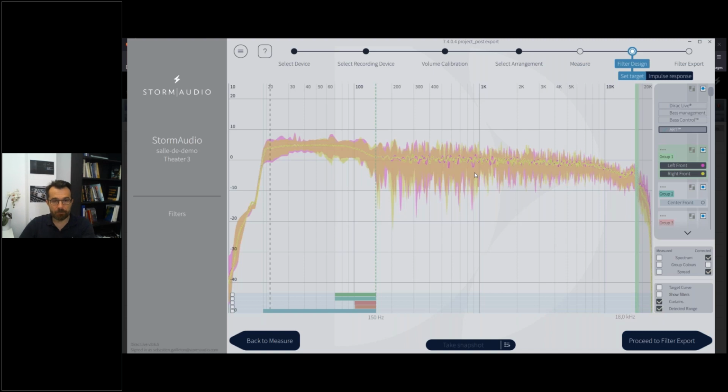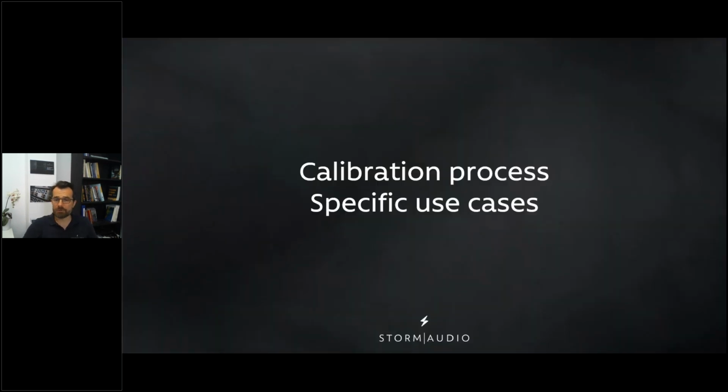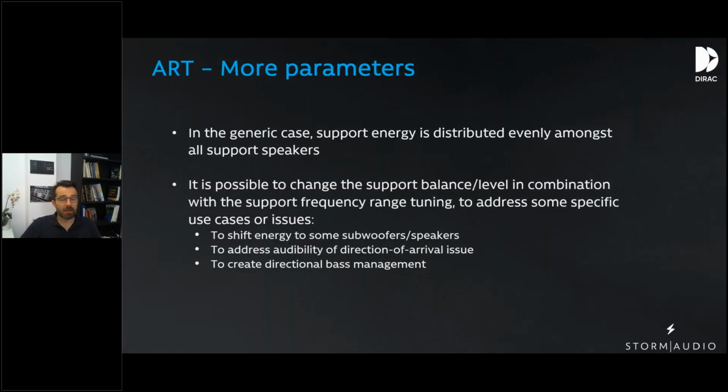So this is for the traditional use case. Now I want to talk about more specific things, and that's where I would like to go now. So, specific use cases, what do we have? We've been looking at mainly the support range frequency as a parameter to adjust, of course, together with the support selection.